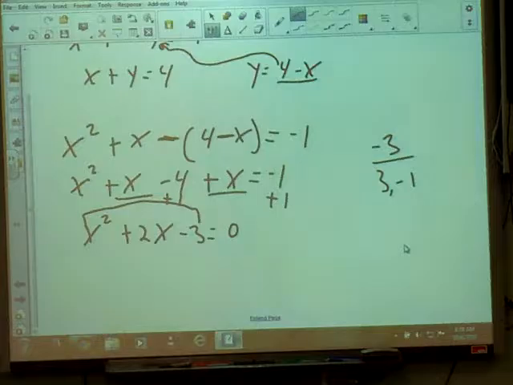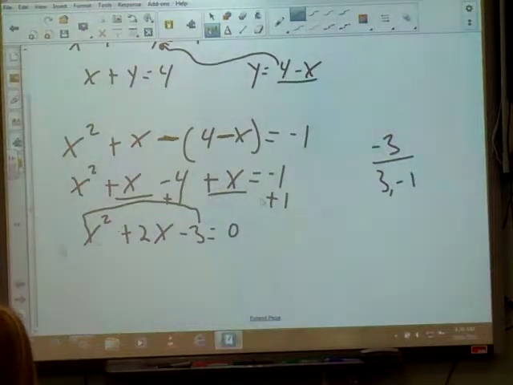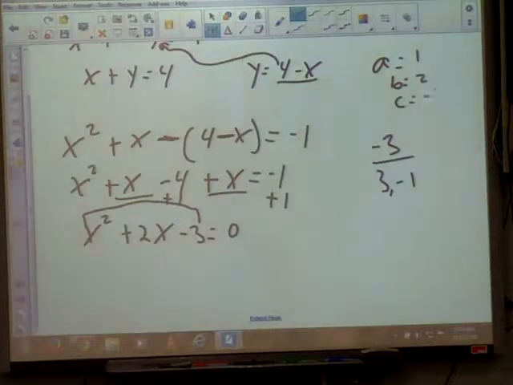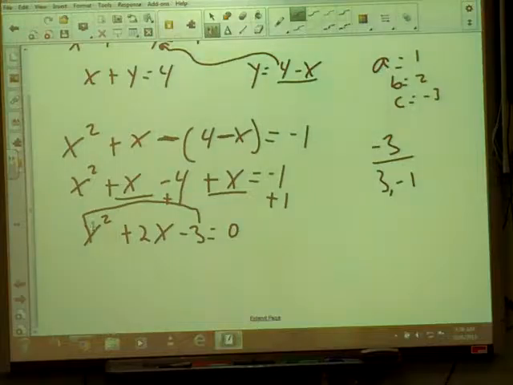We've got a quadratic to solve now: x squared plus 2x minus 3. Your options: completing the square. I could, but I don't want to because it's got a bad C. Negative 3 is not a perfect square, so I'd have to go through the C process.